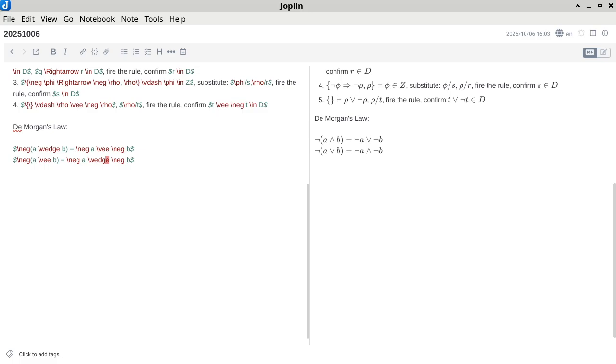So that's the other part of De Morgan's law. It says the negation of A or B as a whole is really the same thing as not A by itself and not B by itself. Does that make sense to you?